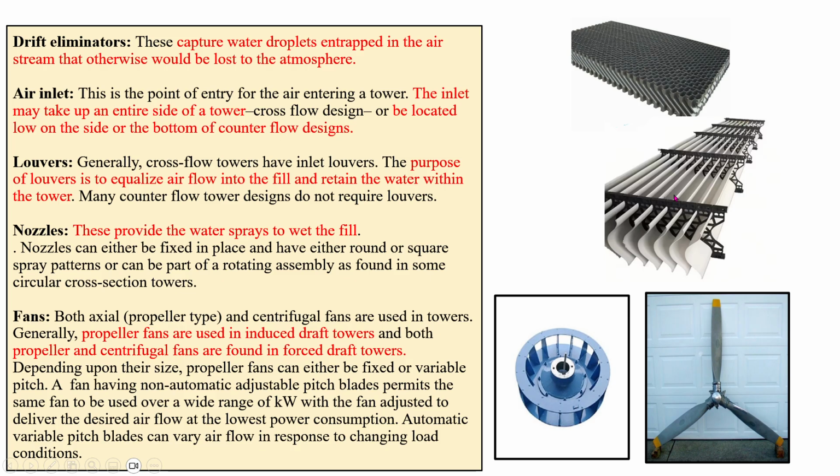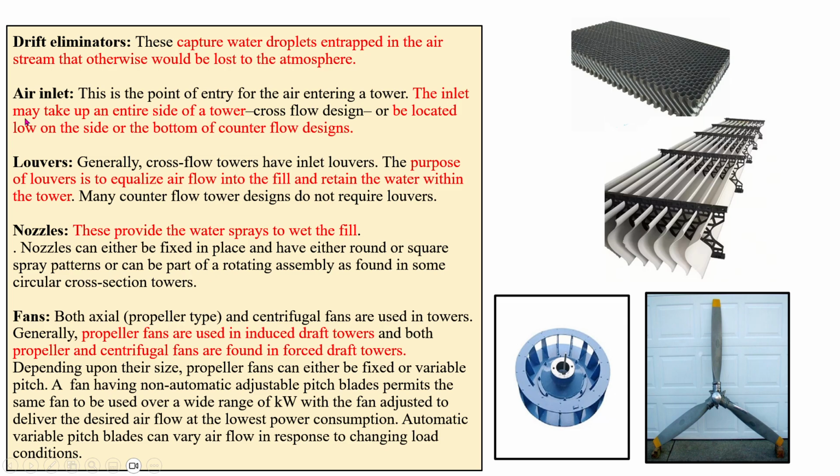These are the different shapes of the louvers of the drift eliminator. So if the drift eliminator is there, your evaporation loss, water loss will be reduced. Air intake. These are different types. There are honeycomb types, different types of drift eliminators. When air passes through this, there will be a circular motion. The radius is there, so the heavier particles will come down, and only light air will pass out. Then air intake, this is the point of entry for air entering the tower.